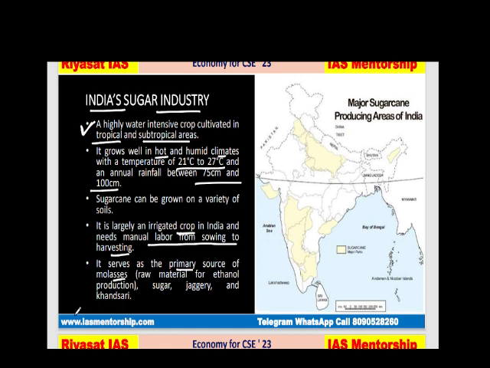It serves as the primary source of molasses. What is your molasses? The raw juice which is coming out, sugar, jaggery and khandsari. Clear? Sugarcane produces so many things. We can see here the major sugarcane producing areas. Your Uttar Pradesh here, Assam here, right? All the marked ones. The southern portion of Gujarat, your Karnataka, Maharashtra, your parts of Tamil Nadu, you can see.